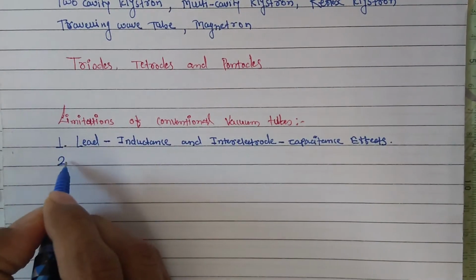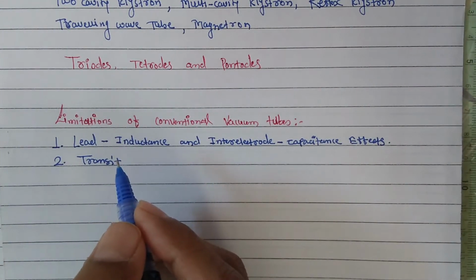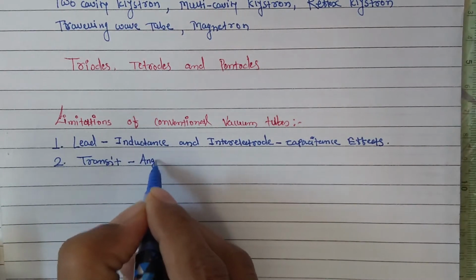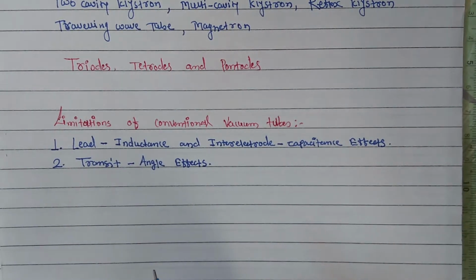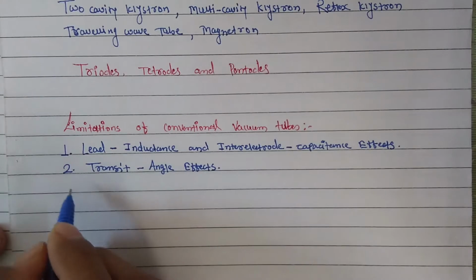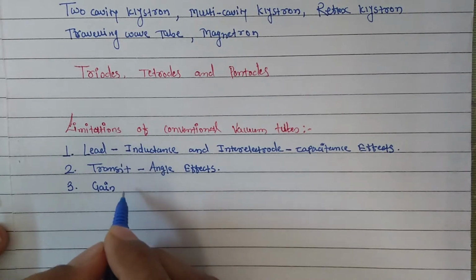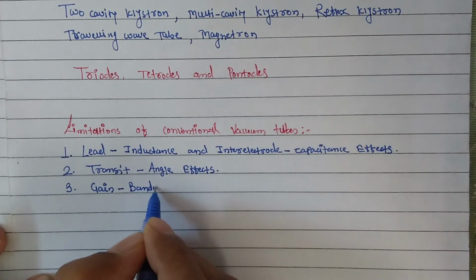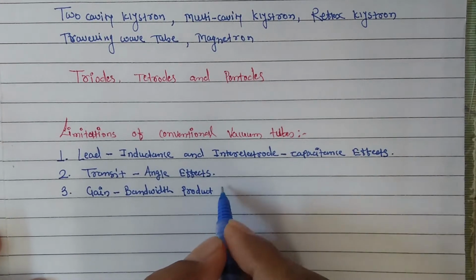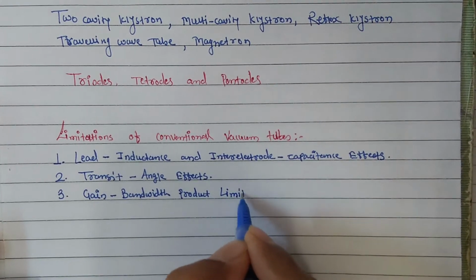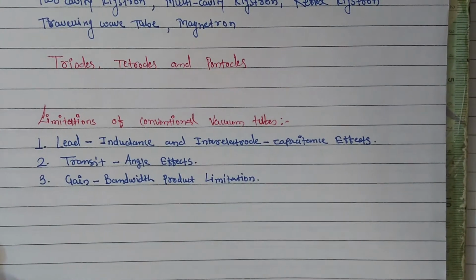Second limitation is transit angle effects. And third limitation is gain bandwidth product limitation. So we will try to see these limitations one after another.